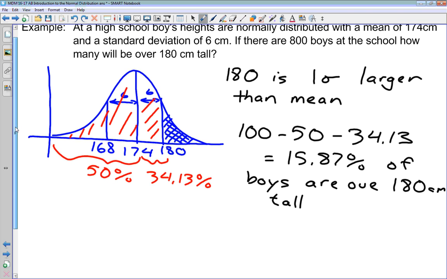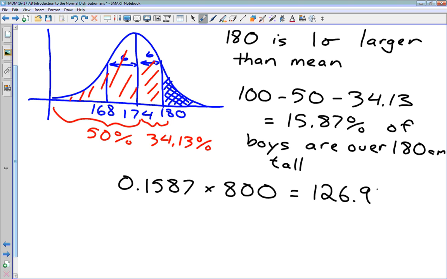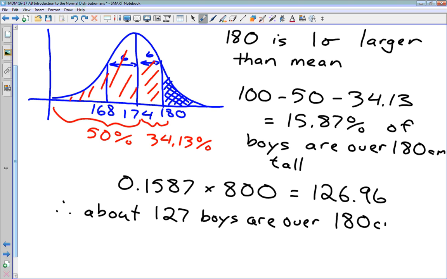How many boys does that correspond to? Well, we just have to do our quick little calculation here. We've got 15.87%, so if we do 0.1587, take our percent, turn it into a decimal, multiply by the number of boys, we get 126.96. So we can conclude that about 127 boys are over 180 centimeters.